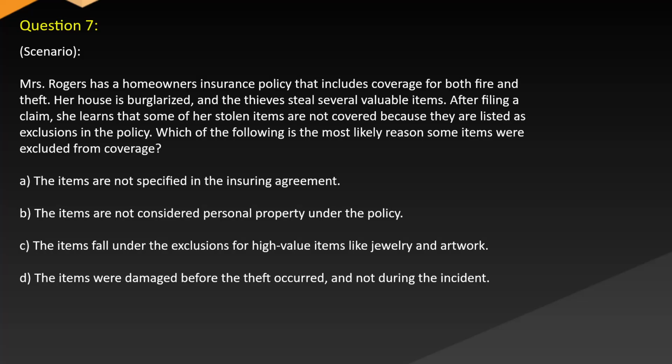Question 7 scenario: Mrs. Rogers has a homeowner's insurance policy that includes coverage for both fire and theft. Her house is burglarized and the thieves steal several valuable items. After filing a claim, she learns that some of her stolen items are not covered because they are listed as exclusions in the policy. Which of the following is the most likely reason some items were excluded from coverage? A. The items are not specified in the insuring agreement. B. The items are not considered personal property under the policy. C. The items fall under the exclusions for high-value items like jewelry and artwork. D. The items were damaged before the theft occurred and not during the incident.